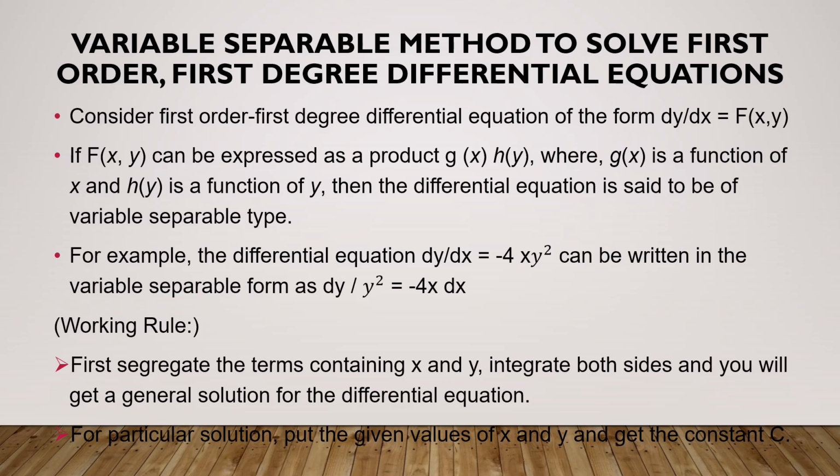In simple language, suppose you have the differential equation dy by dx is equal to minus 4xy square. What you need to do is bring the terms having y on one side and x on the other side. So the given equation I can write as dy by y square is equal to minus 4x dx. The working rule or the trick is, first segregate the terms having x and y, then integrate on both the sides and you will get the general solution. And obviously for the particular solution, you put the given values of x and y; some condition on x and y will be given and you can get the constant c.